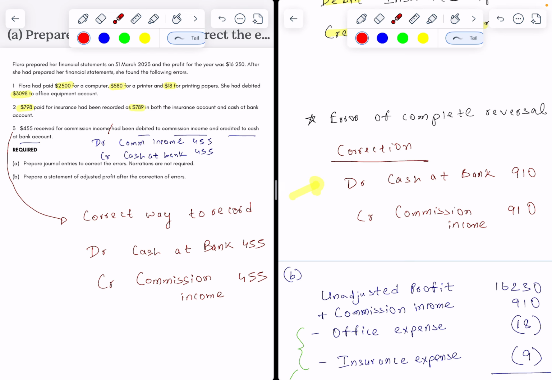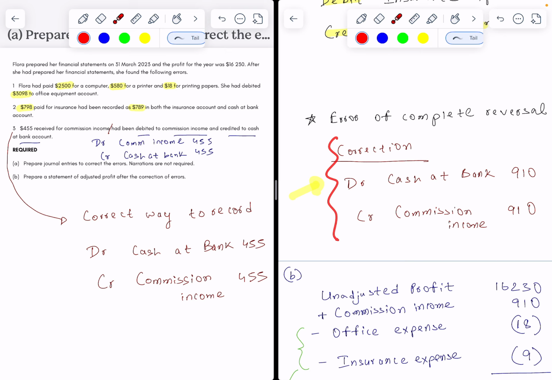We understand that we want a net balance of $455 credit for our commission income and a net balance of $455 debit for our cash at bank account. So how can we achieve this? What we need to do to correct the accounts is come up with a number which offsets the previously recorded balance and then gives us a surplus, ultimately resulting in the net balance that we have aimed to achieve.